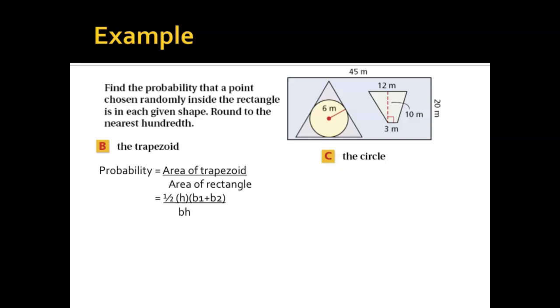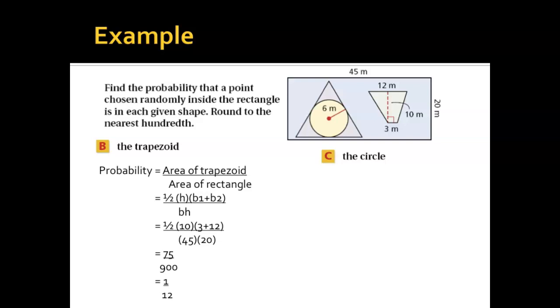So in the trapezoid, we have a height of 10. We have base 1 as 3 and base 2 as 12. And then in the rectangle, the base times the height, that would be 45 times 20. Simplify this as much as you can. So we have 1/2 times 10 times 15, which is 75. And then 45 times 20 in the denominator, which is 900. And then we can simplify this down to 1 over 12.